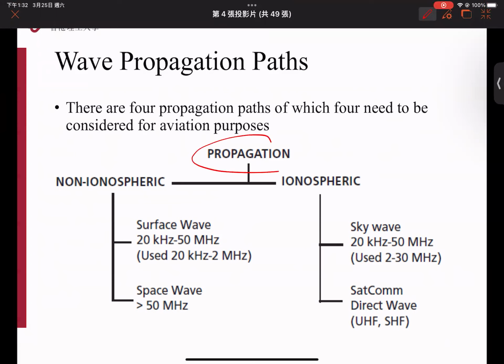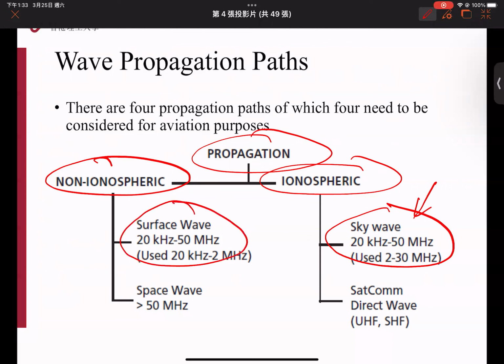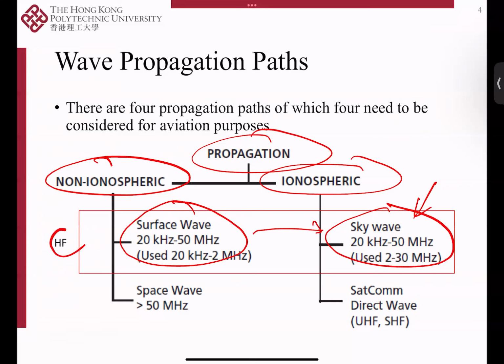Based on propagation, we can separate waves into different kinds. The main rule is whether the wave is reflected by the ionosphere or not. Due to that, we have two categories. If we receive a signal reflected by the ionosphere, of course we have the sky wave, and if it is in the ground, attached to the surface, we call it the surface wave. We have these two kinds of wave, and they are high frequency waves.